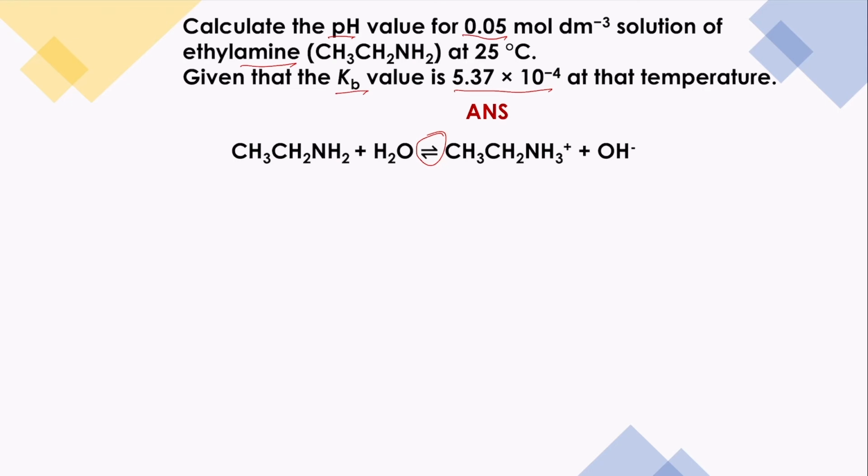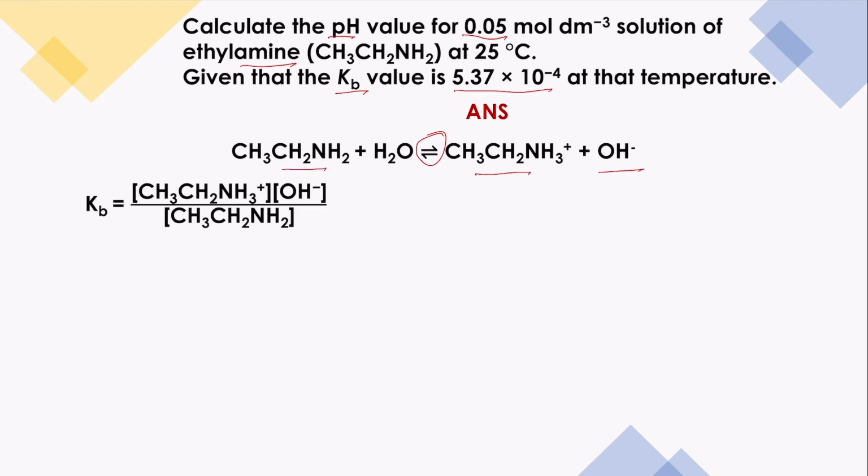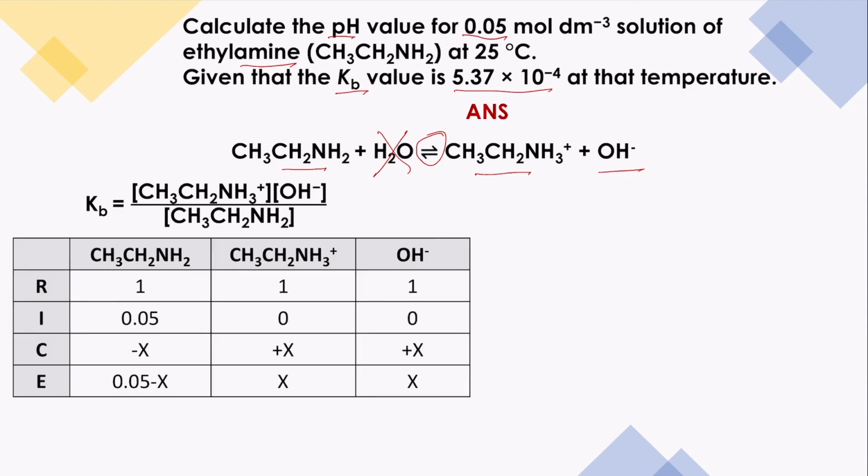The mole ratio is 1:1. Then we can write the Kb expression, which is the concentration of the products to the power of their coefficients over the concentration of the reactants to the power of their coefficients. We will not include water because we are using dilute solutions. So we have lots of water, so we should not include it. Okay, next step is to set up the RICE chart.